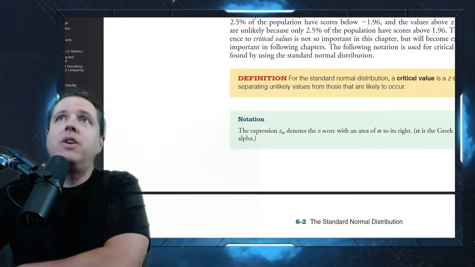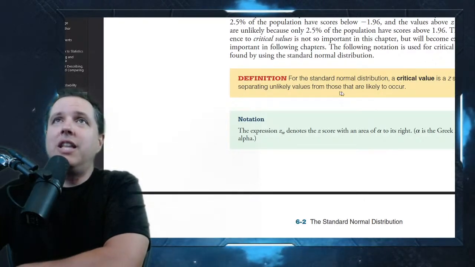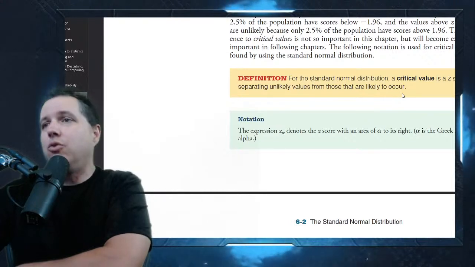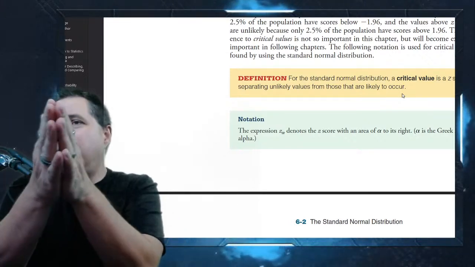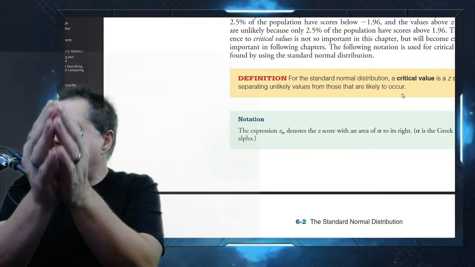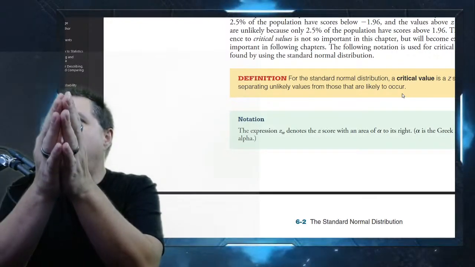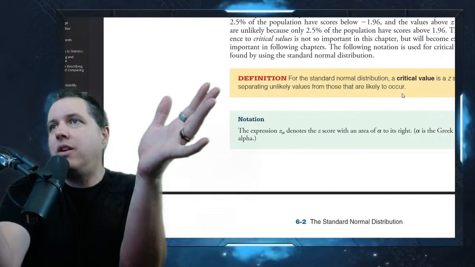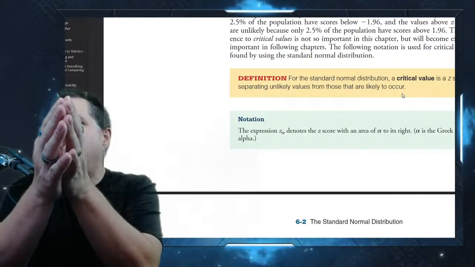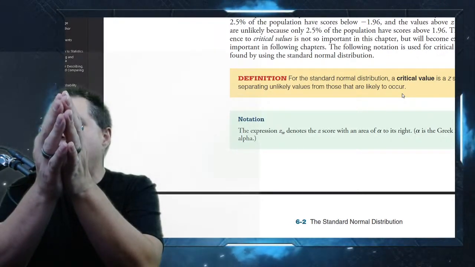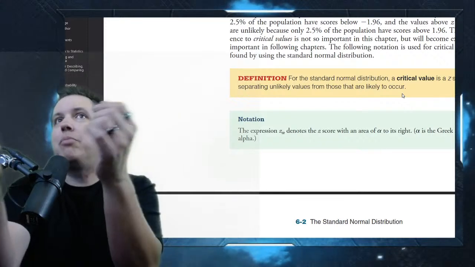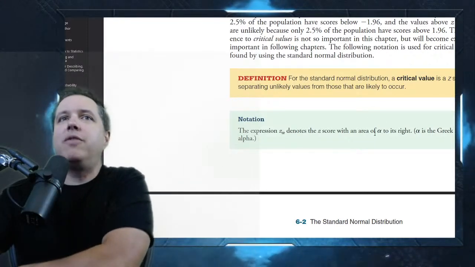A critical value is a z-score separating unlikely values from those that are likely to occur. So it's the thing we've been talking about throughout the semester. Once you start getting weird stuff, you want to look at it, right? If you're a doctor and you run a test on 100 of your patients and one of them comes back with a weird test score, you better look at it, right? Maybe that person has something wrong with them and you need to figure out what's going on.